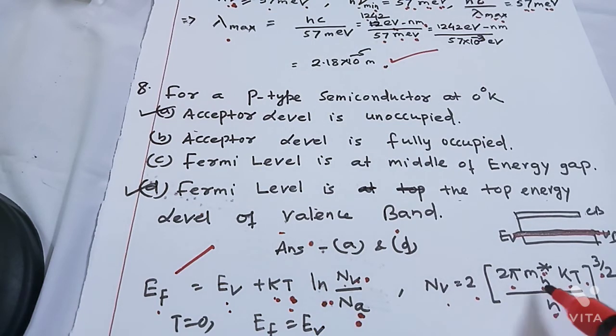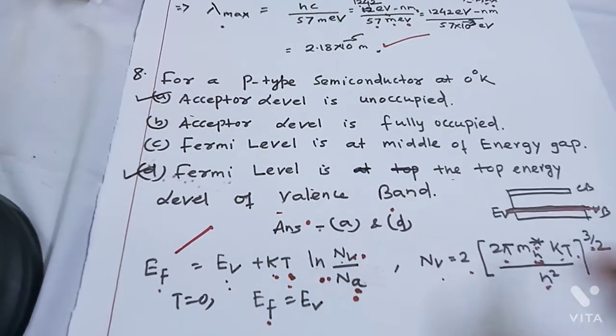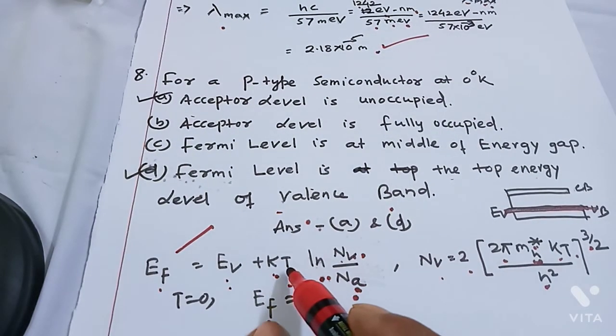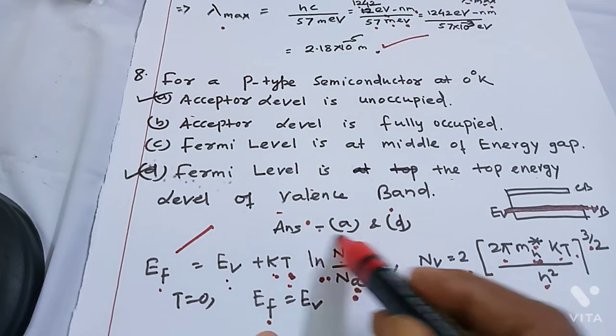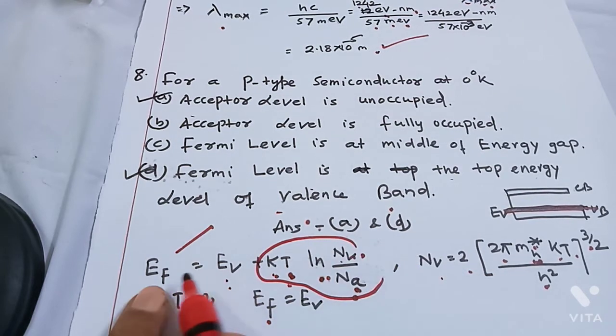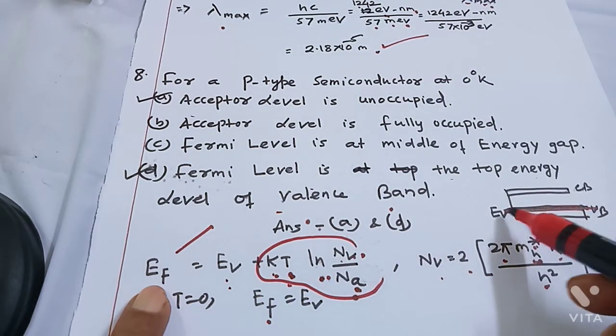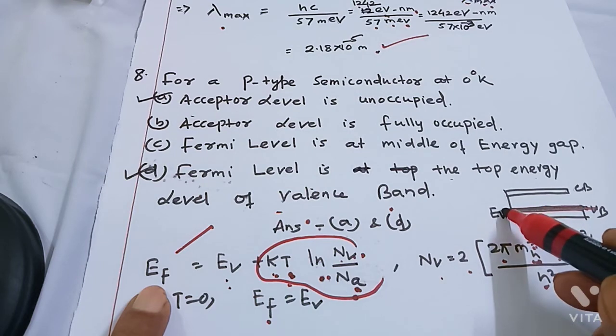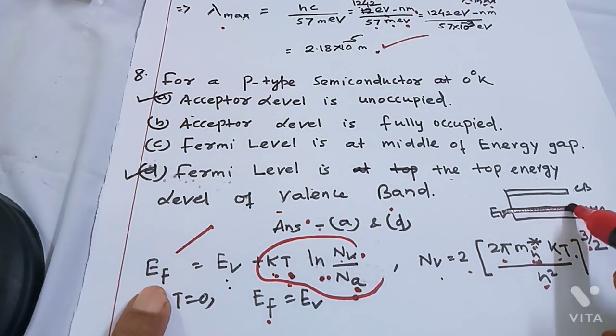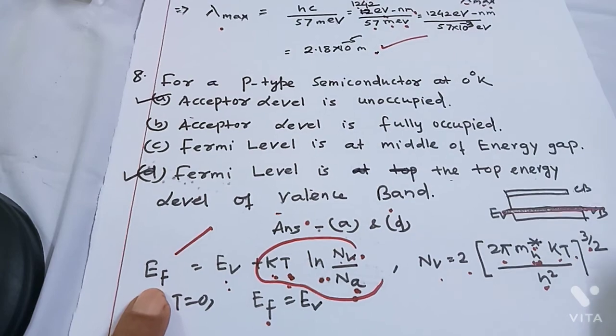Now, at absolute zero temperature, that is T equal to 0, this term vanishes and the Fermi energy level coincides with the topmost energy level in valence band. This is very important.